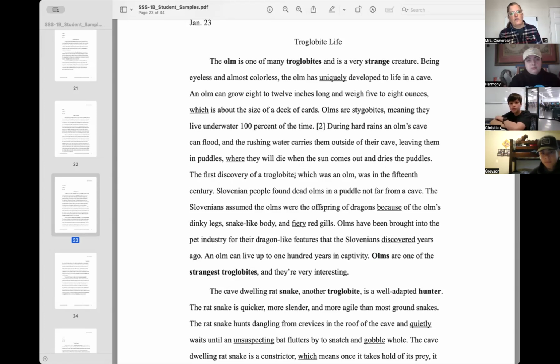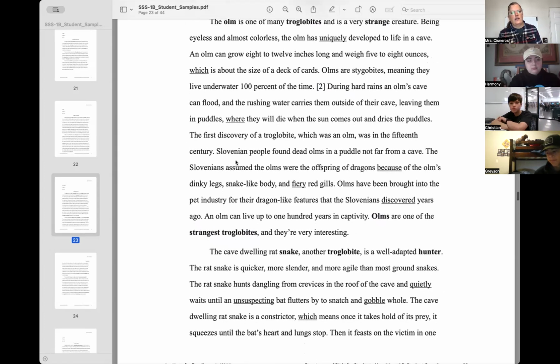The first discovery of a troglobite, which was an olm, was in the 15th century. Slovenian people found dead olms in a puddle not far from a cave. The Slovenians assumed the olms were the offspring of dragons because of the olm's dinky legs, snake-like body, and fiery red gills. Olms have been brought into the pet industry for their dragon-like features that the Slovenians discovered years ago. An olm can live up to 100 years in captivity. Olms are one of the strangest troglobites, and they're very interesting. So there is the whole paragraph about olms.